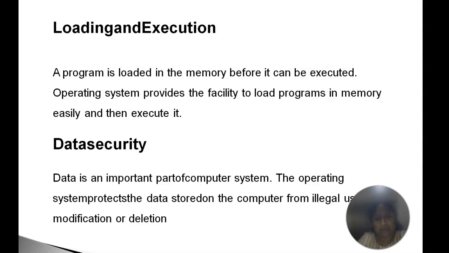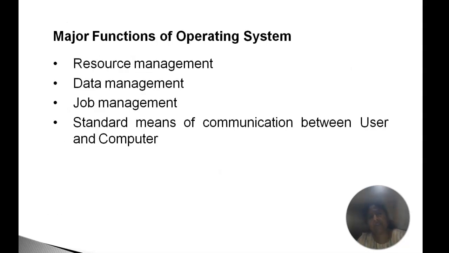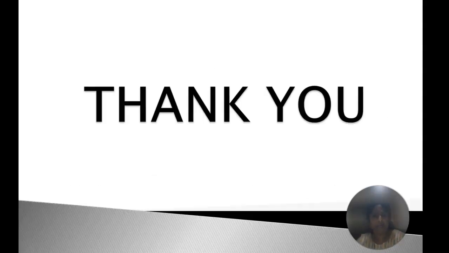Next one is data security. Data is an important part of a computer system. The operating system protects the data stored on the computer from illegal use, modification, or deletion. Major functions of the operating system are resource management, data management, job management, and a standard means of communication between the user and the computer.